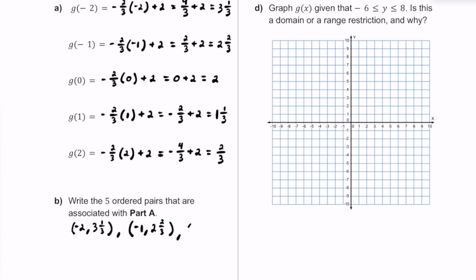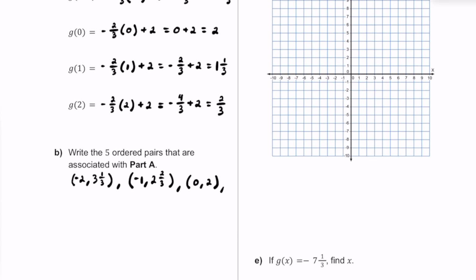Then for g of 0, the 0 is our input, and then this positive 2 is going to be our output. Then for the next one, g of 1, 1 is our input. Then 1 and 1/3 is our output.